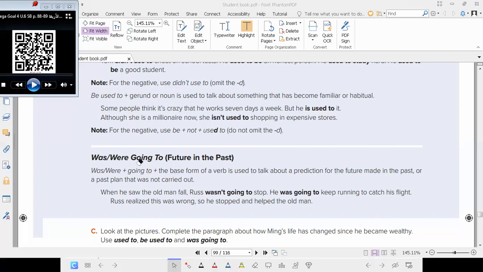As you see here in the example, when he saw the old man fall, Russ wasn't going to stop. He was going to keep running to catch his flight. Russ realized this was wrong, so he stopped and helped the old man.